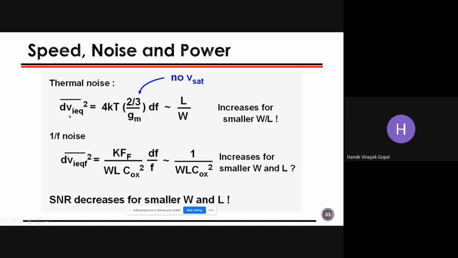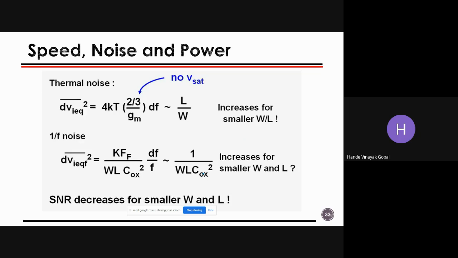Interestingly, if we look over here, if I want to reduce thermal noise, then I have to increase the gm, and at the end I have to increase W by L, meaning I have to increase the size of the transistor. And for 1/f noise, this KF is nothing but a constant. If I want to reduce the flicker noise, I have to increase the area of the transistor. There is some subtle difference: in the first case I have to increase the size of the transistor, and here I have to increase the area of the transistor. They have similar connotations, but they may be different.